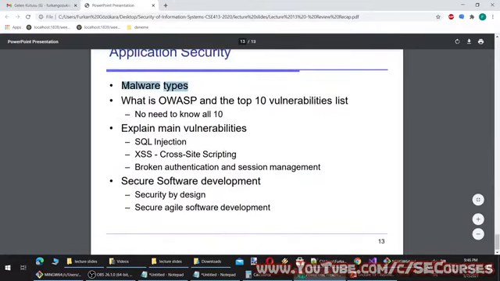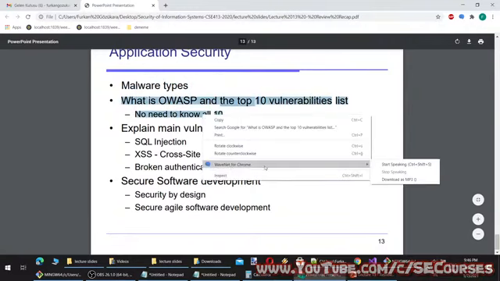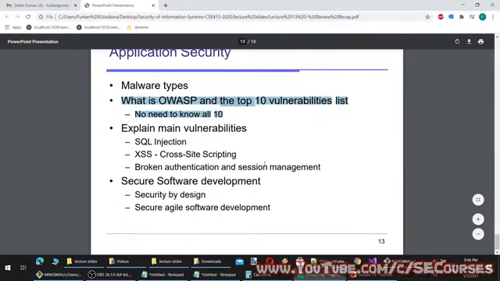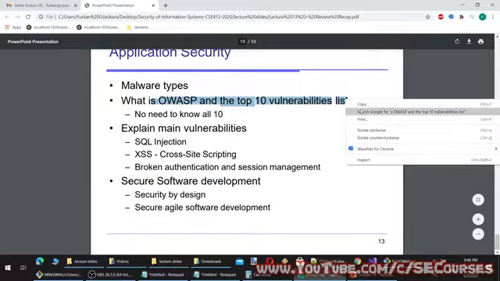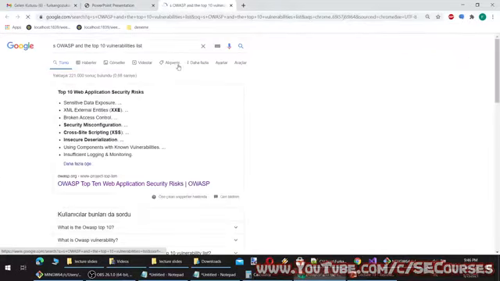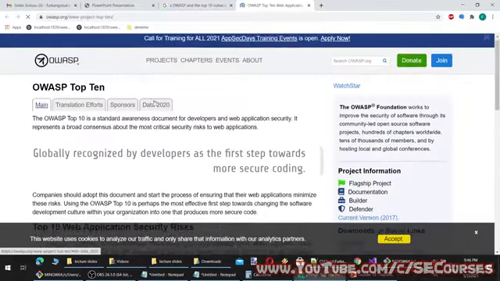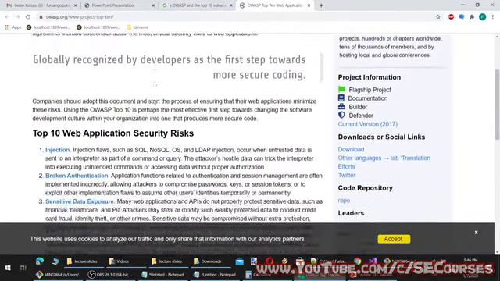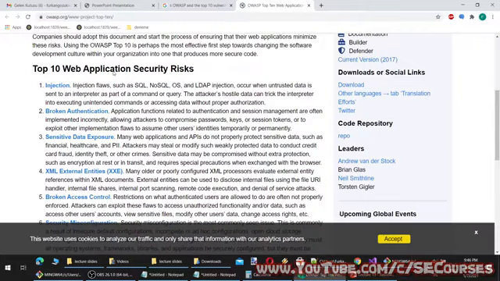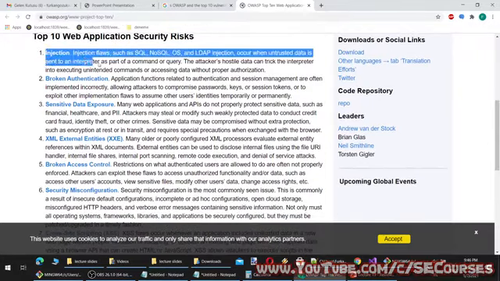Application security. Malware types. What is OWASP and the top 10 vulnerabilities list? No need to know all 10. Okay, so let's check them out again. Remember. Okay, so top 10 web application security risks.